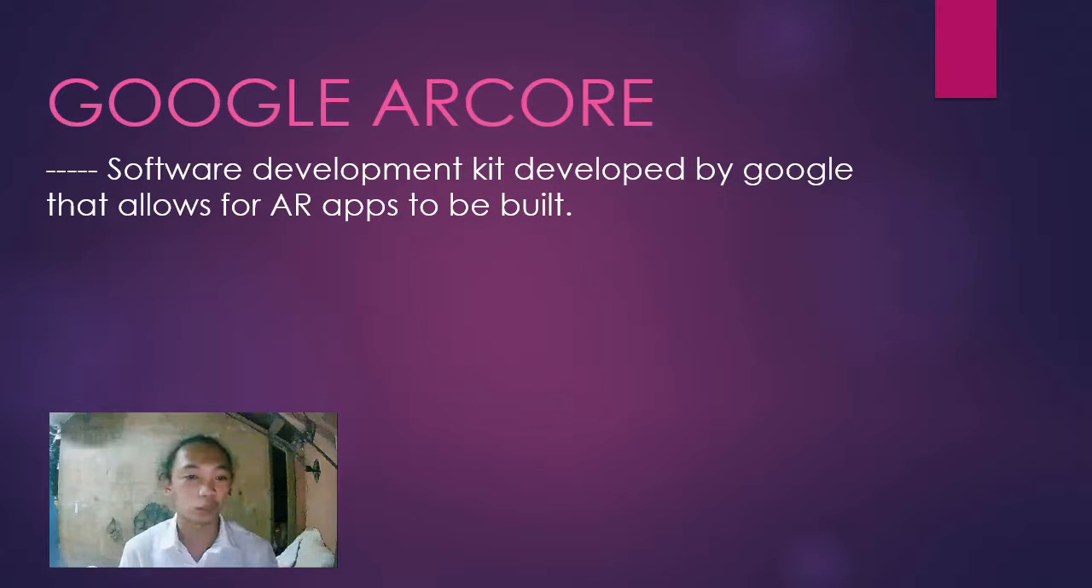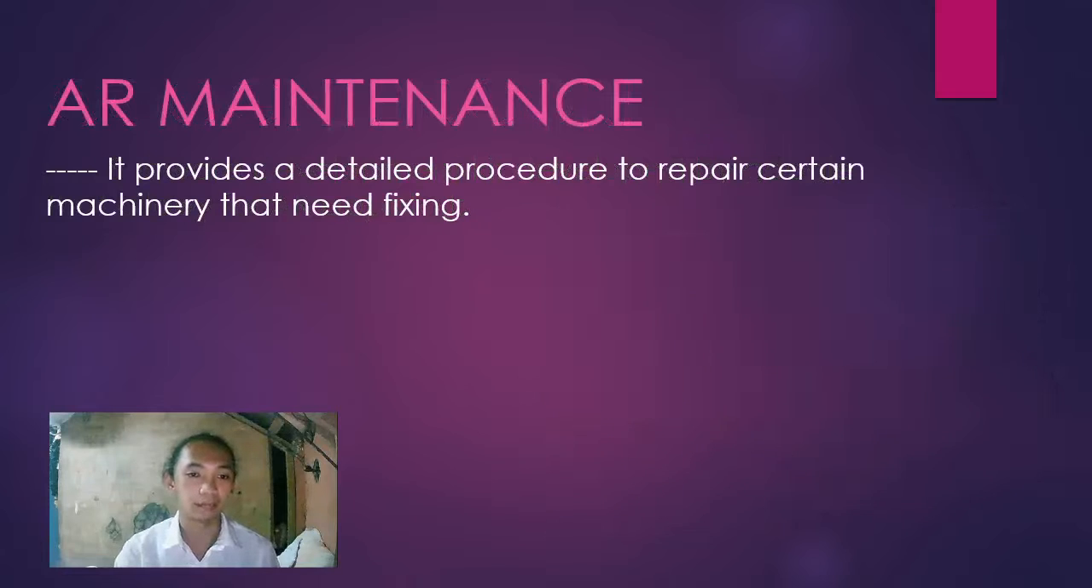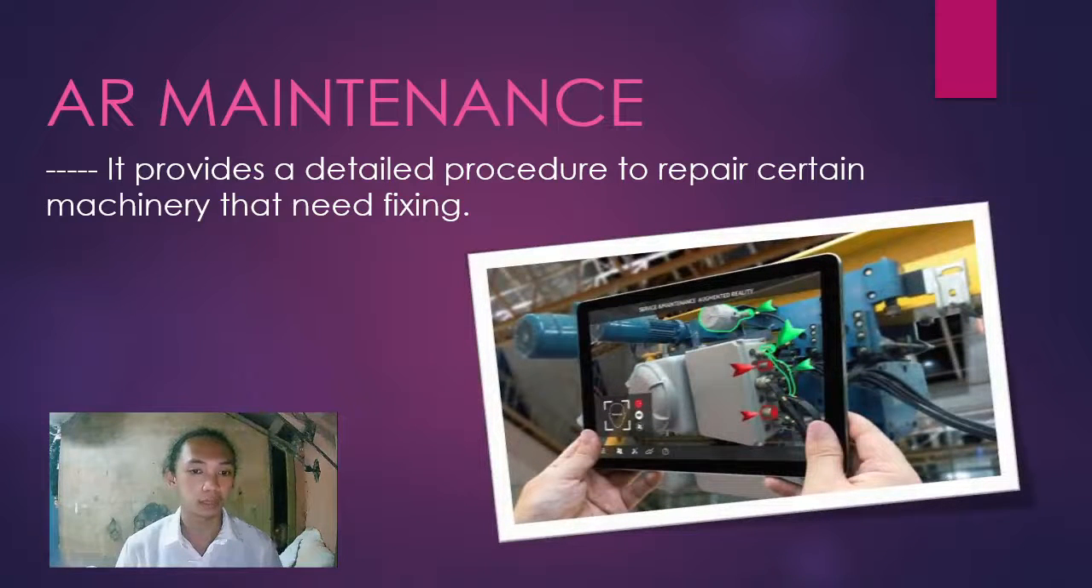Second one is Google AR Core. Google AR Core is one of the best mobile apps available online that support augmented reality. It makes use of motion tracking, environment understanding, and light estimation to generate virtual characters that perfectly blend with the physical world. Third one is AR Maintenance. An augmented reality-equipped maintenance system provides remote assistance to the user. It provides a detailed procedure to repair certain machinery by running a virtual show and by highlighting the parts of the machinery that need fixing.